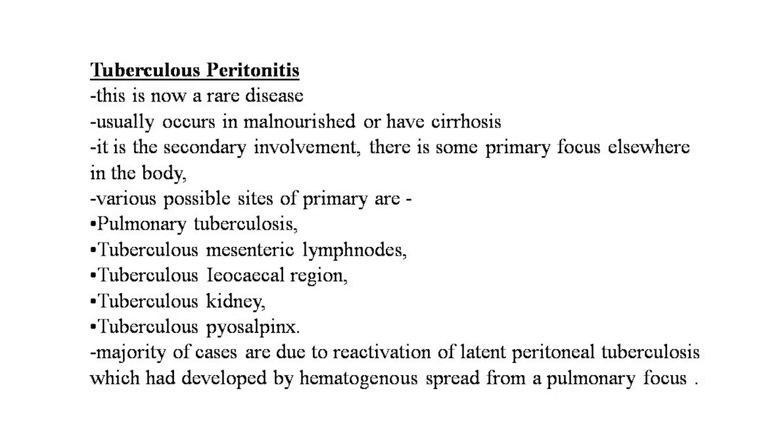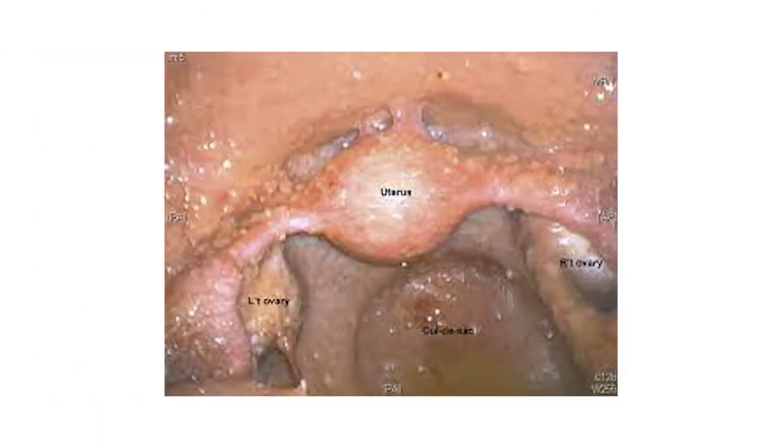Various possible sites of primary are pulmonary tuberculosis, tuberculous mesenteric lymph nodes, tuberculous ileocecal region, tuberculous kidney, tuberculous pyosalpinx. Majority of the cases are due to reactivation of latent peritoneal tuberculosis which had developed by the hematogenous spread from the pulmonary focus. Dear students, you can watch the image of tuberculous peritonitis on your screen.